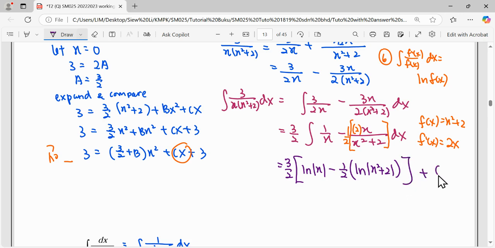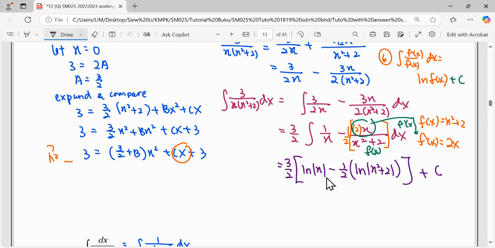And then plus c. As you can see, this is our f x, and up here is our f prime x. So we have this pattern. When we have this pattern, we can directly integrate using our special form formula. So our last step, we're going to simplify this.